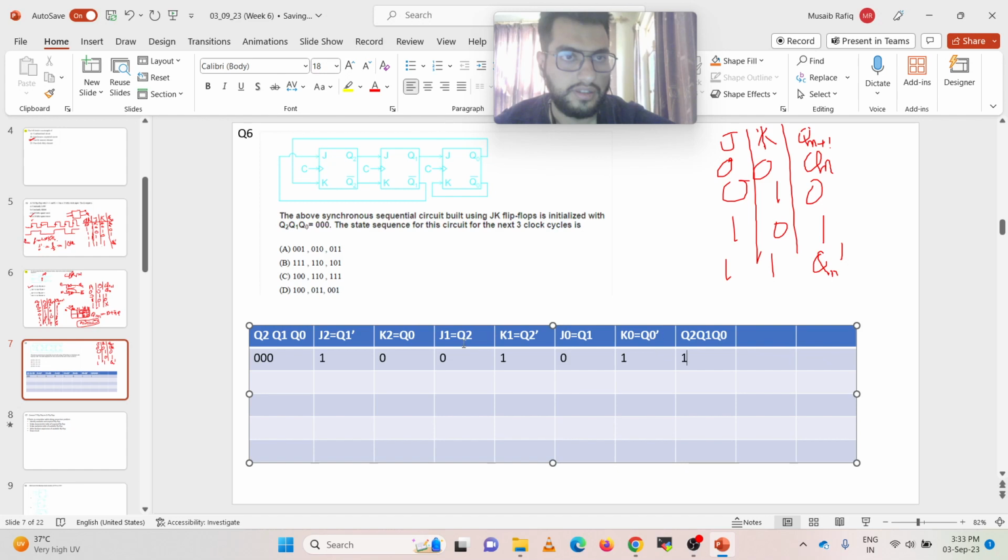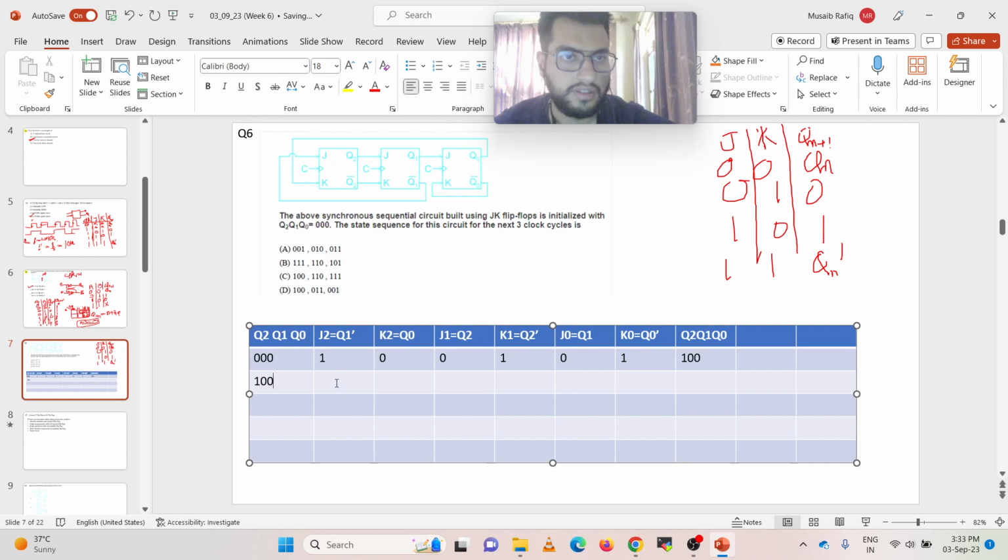Then we have J1 K1, so that is 0 1, so that is 0. And then Q0 will be equal to J0 dependent on J0 K0, that is again 0. Now our condition for this cycle is 1 0 0, right?